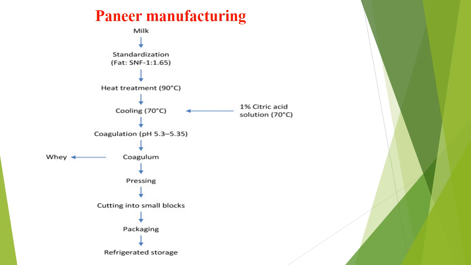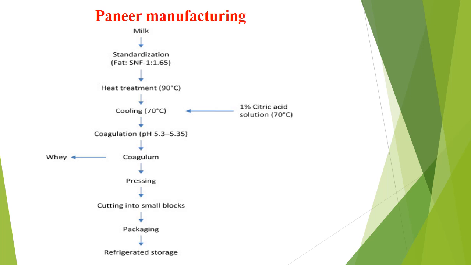By heating the milk to 90 degrees Celsius, the pathogenic microorganisms present in the milk are destroyed, and this heat treatment also improves the shelf life of the product. After heat treatment, the milk is cooled to 70 degrees Celsius. After cooling it to 70 degrees Celsius, 1% citric acid, which is the coagulant, is added to the cooled milk.